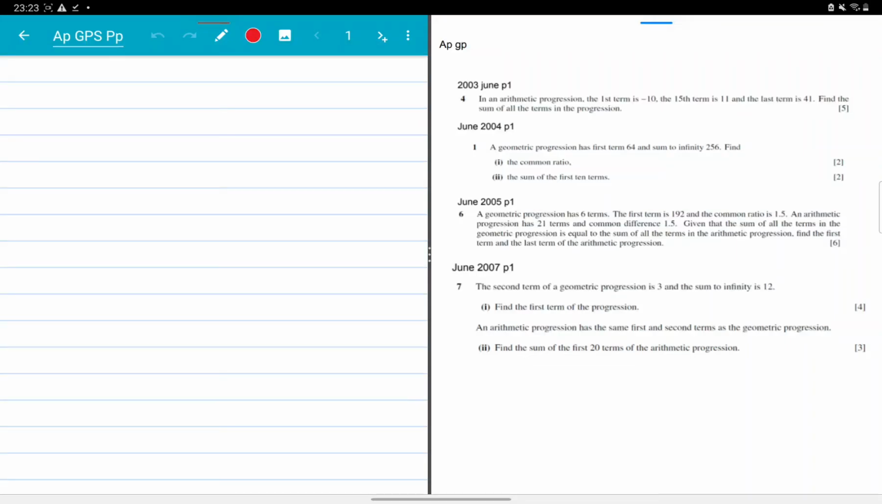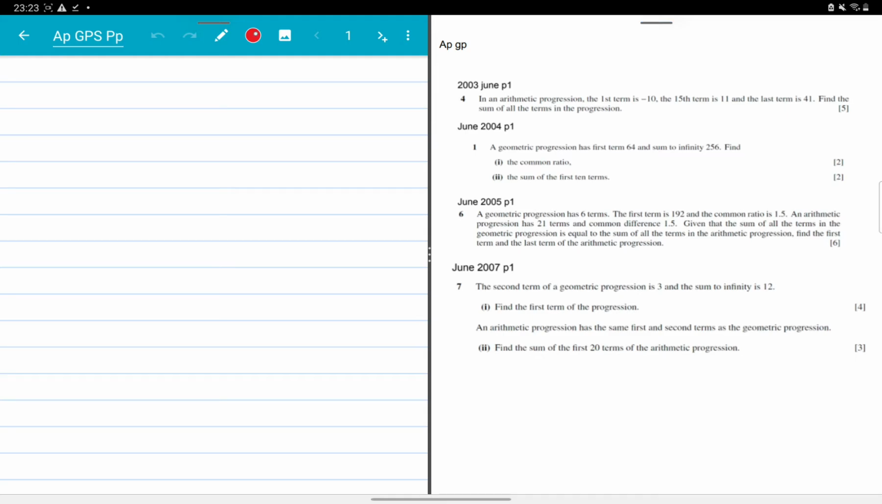Today we'll be solving some past paper questions of arithmetic progression, geometric progression. So let's begin with the questions. These are the questions which I picked from AS level. Okay. So let's begin with the question. Let's begin with June 2003, June P1, question number 4.